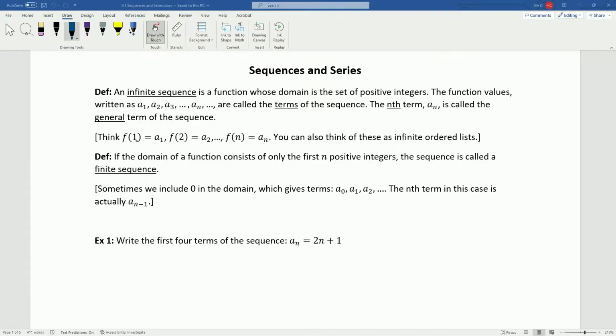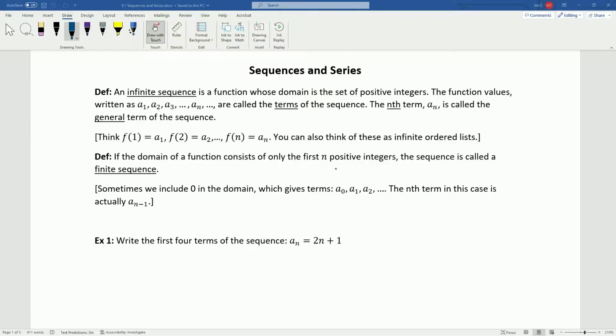So you can think of this just like you think of regular function notation. Right? F of 1 is just a sub 1, f of 2 is a sub 2, f of n is a sub n. So this is just a function whose domain is the set of positive integers. That's what makes it a sequence. So in other words, we only allow plugging in numbers that are positive integers, and sometimes 0, which we've noted here. So that's something to consider.